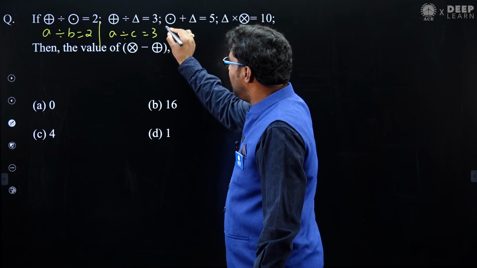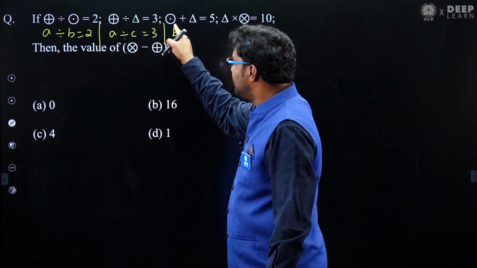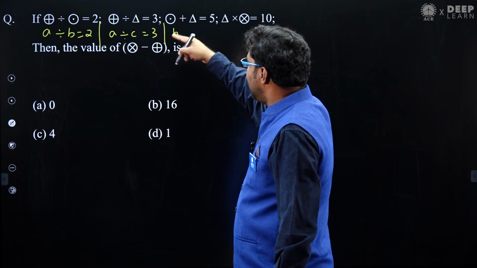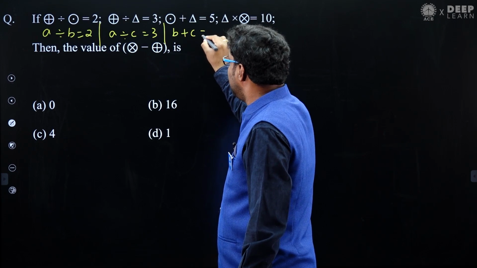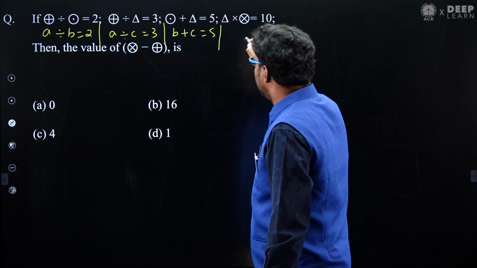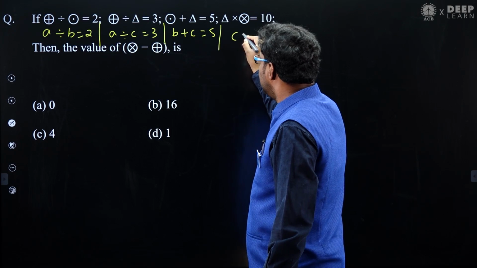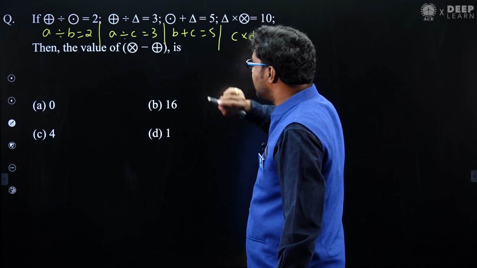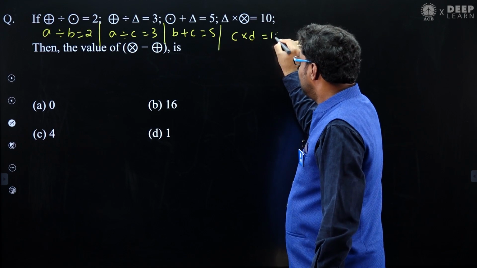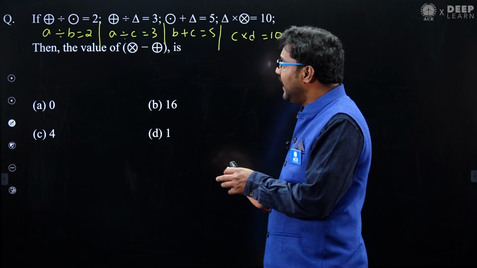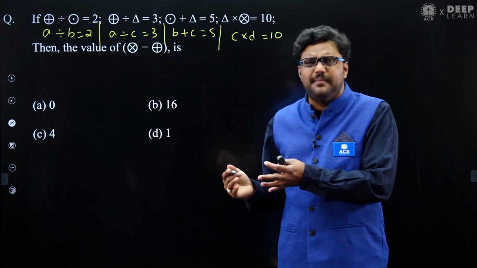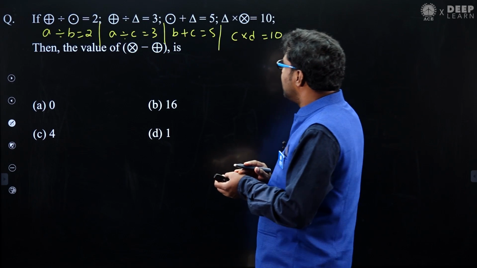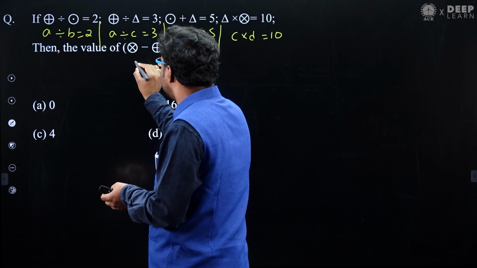Then this dot we already consider as B. This triangle is already C. B plus C is 5. And here, this triangle is C, C into D, a new symbol, is 10. So you just convert it into A, B, C, D. They're asking D minus A.